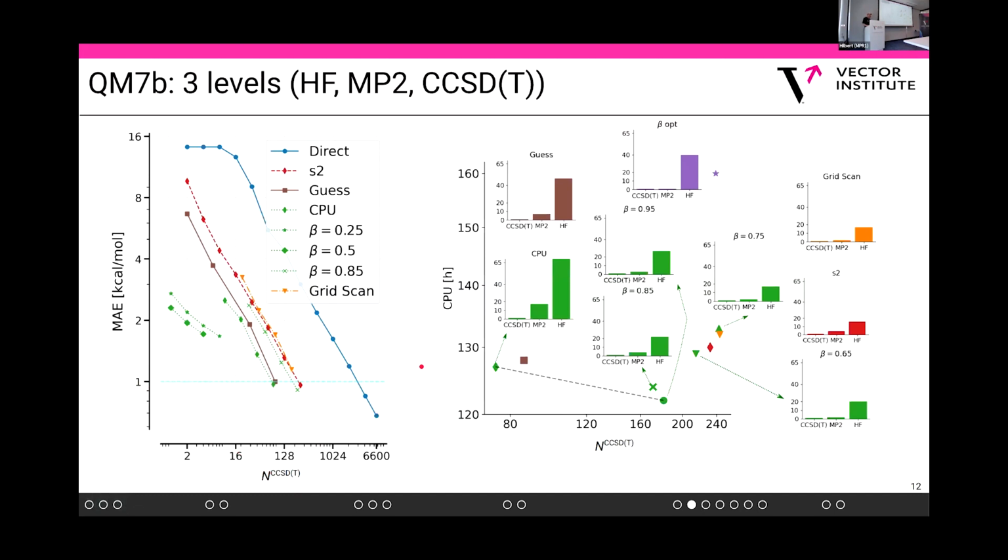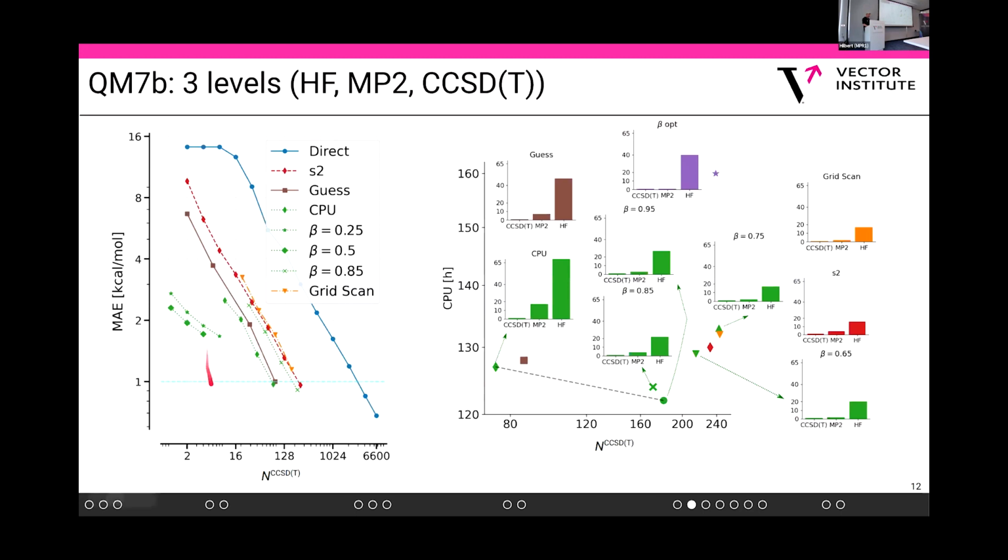And on the right, you can see a Pareto front with the total CPU time of your training data versus the coupled cluster training set size. So where you want to end up is in the bottom here. And the bar plots are just the ratios between coupled cluster and Hartree-Fock. So if you are on the left side, you see that you need many more Hartree-Fock calculations, but therefore fewer coupled cluster. And here on the right side, it's more coupled cluster, but fewer Hartree-Fock. So in principle, you want to be more on the left side.